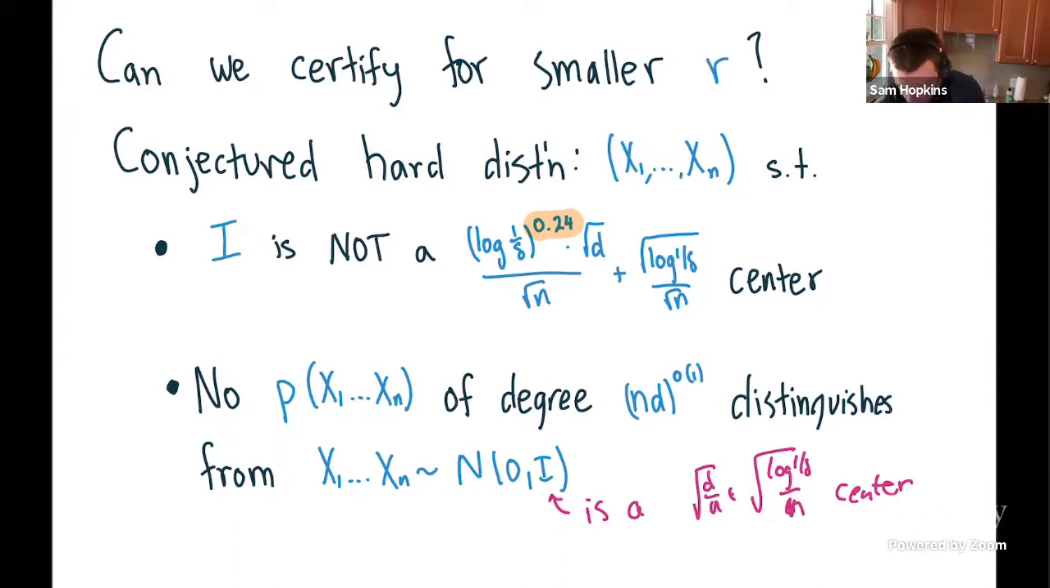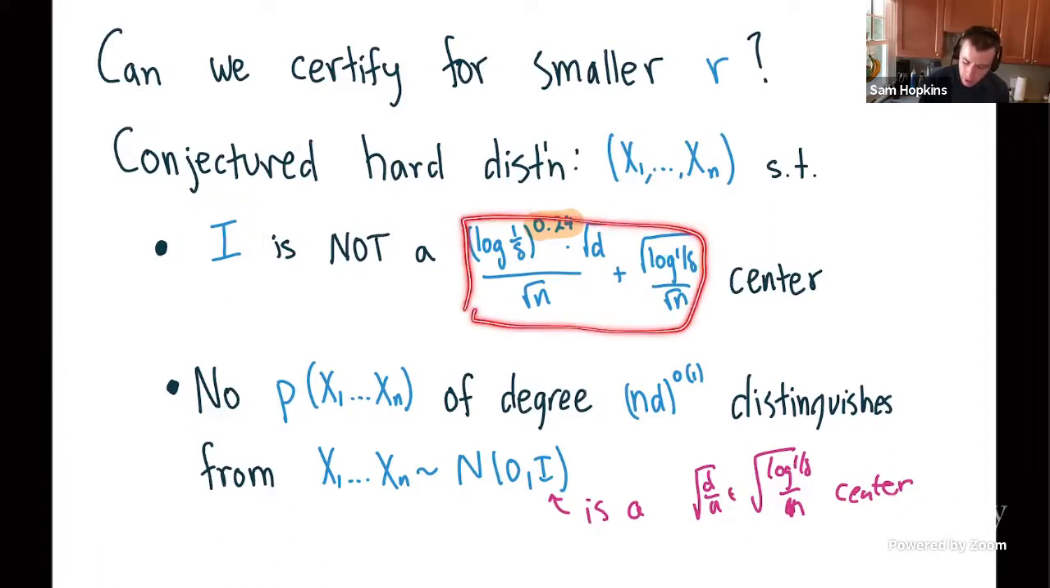The evidence is in the form of a conjectured hard distribution for this certification problem. The hard distribution is some joint distribution of samples x1 to xn. They're not independently distributed anymore, such that if I do my bucketing and produce my matrices Z, the identity matrix fails to be an R center for this value of R, slightly below the value that we're able to do certification for, log 1 over delta to the 0.24 instead of 0.25.